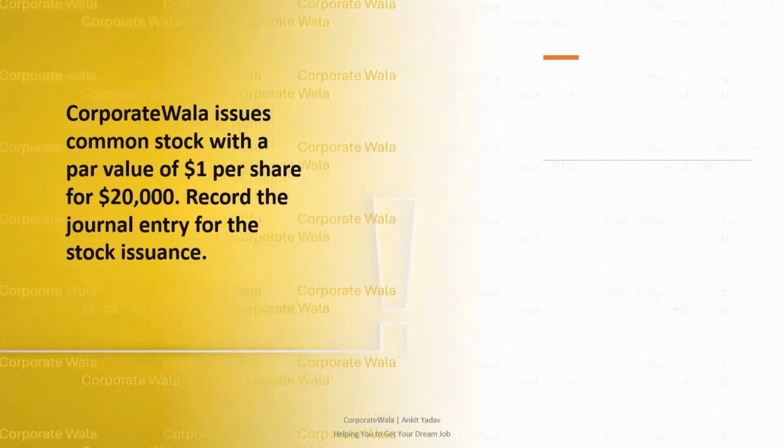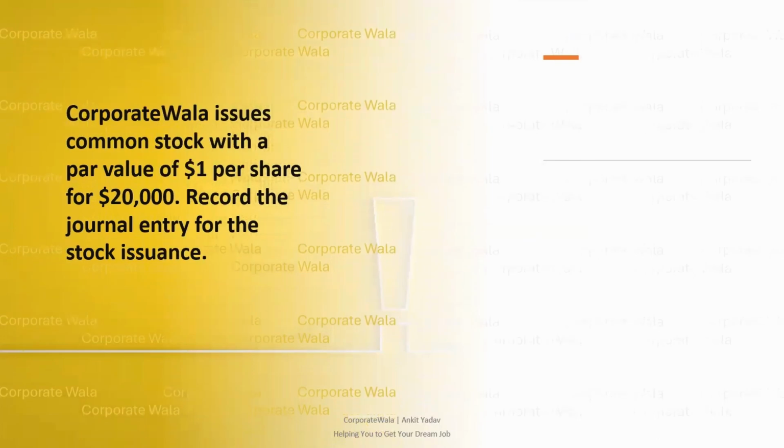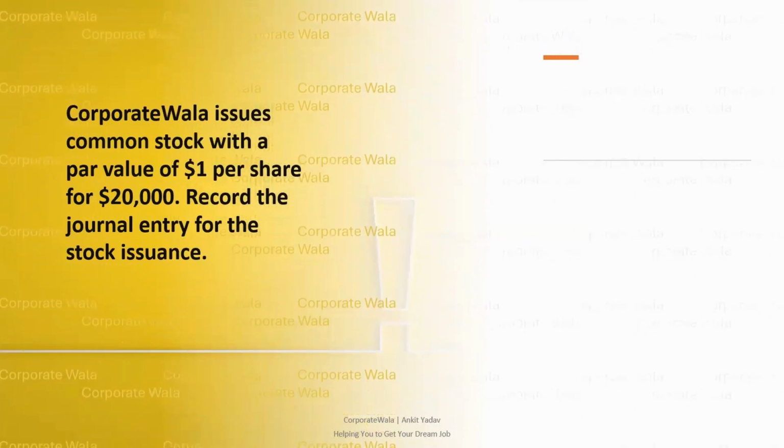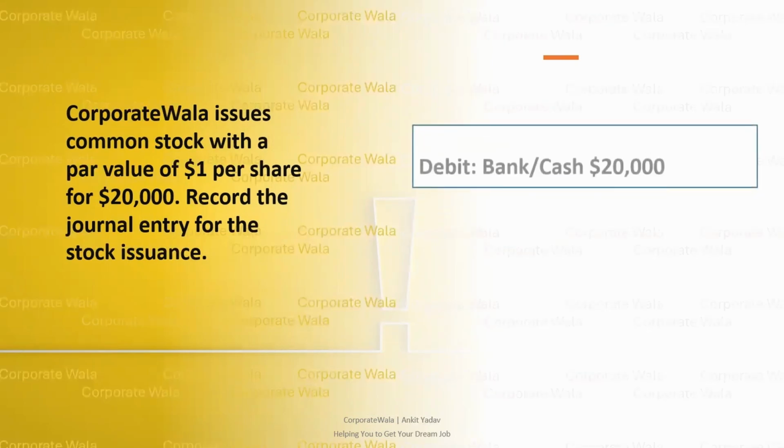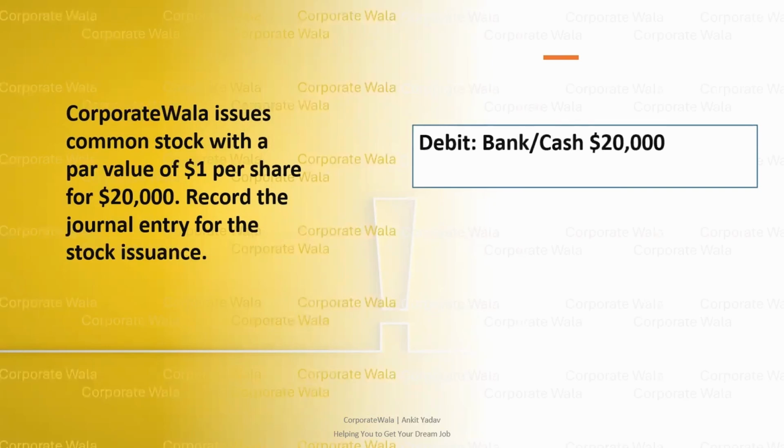Moving ahead, now let's talk about our next journal entry, which is: Corporate Wala issues common stock with a par value of $1 per share for $20,000. We need to record the journal entry of issuance of stock. So what will happen when we issue the stocks? We will receive the cash and we will create a liability of stock. So what will be our journal entry? Debit cash account or bank account by $20,000 and we will credit the common stock account by $20,000.